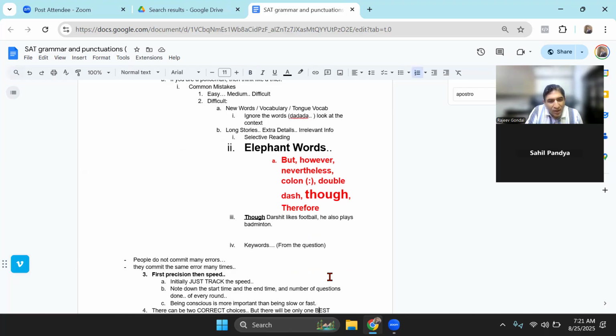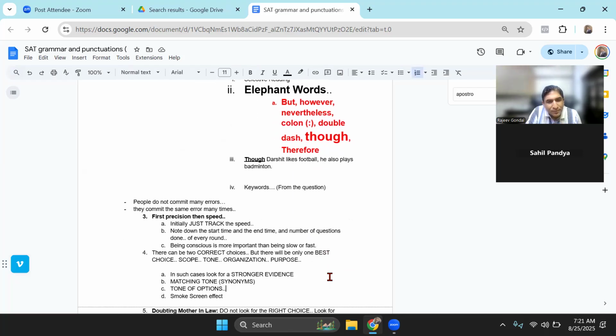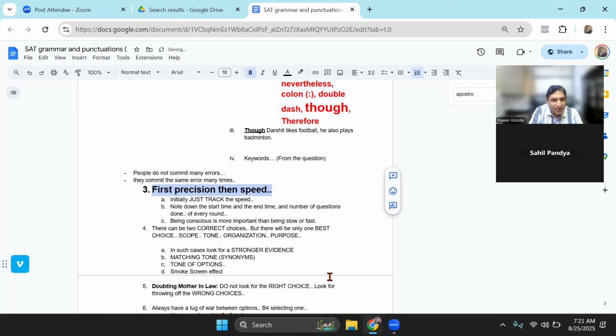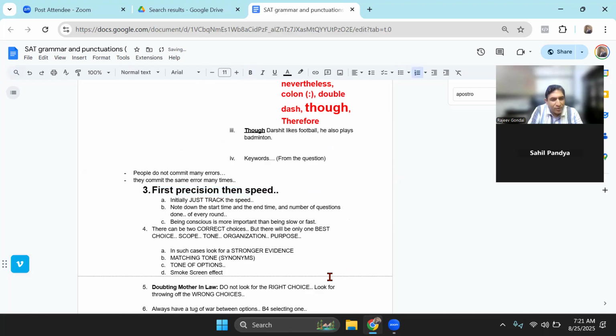Okay, these are some simple rules which we will be following, but let me just take you through them very quickly. All right, first precision, then speed. So in the initial days, don't focus on speed, focus on being precise. Don't have to be fast, just be right.